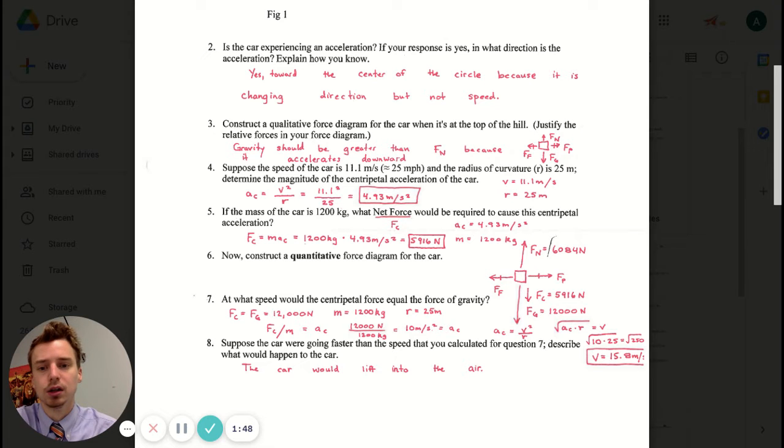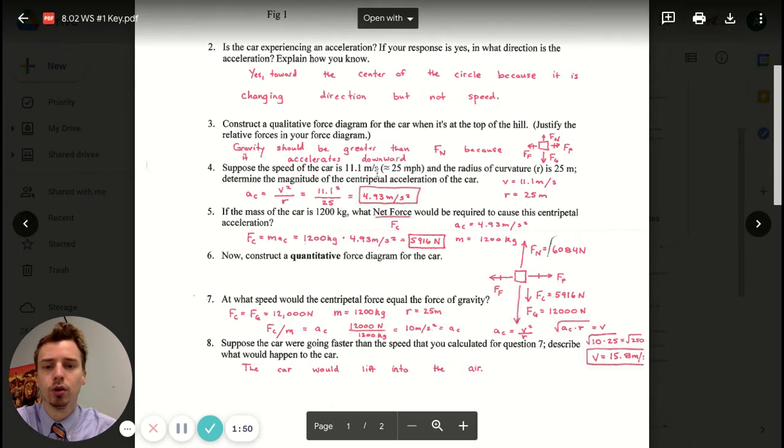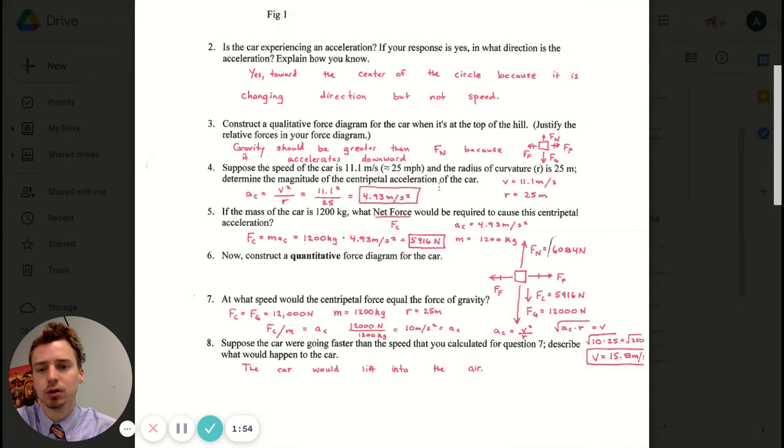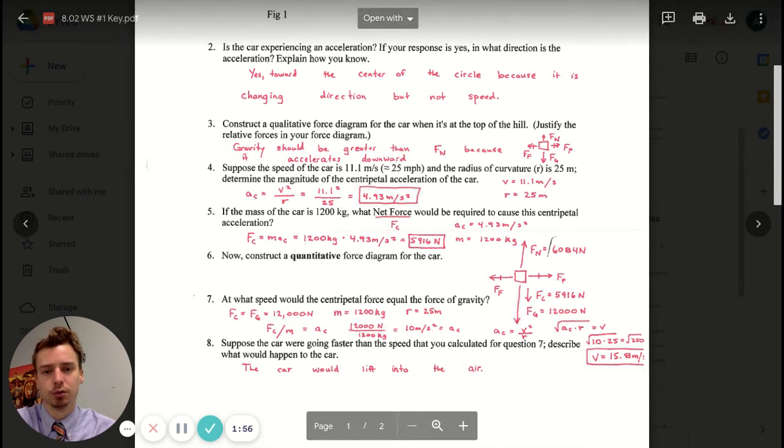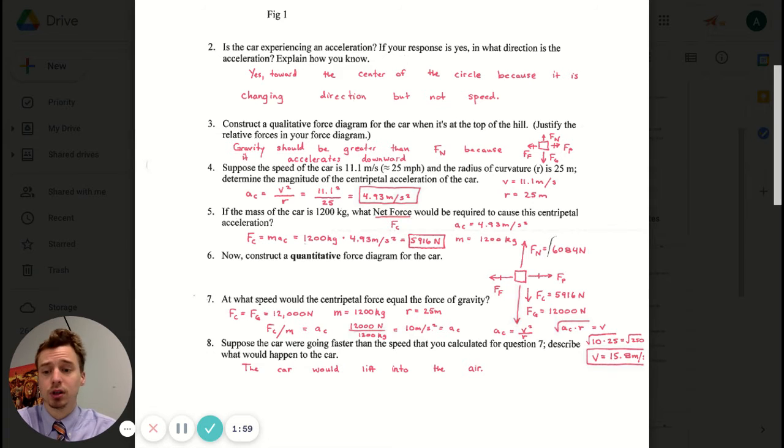Next says, suppose the speed of the car is 11.1 meters per second and the radius of curvature is 25 meters. Determine the magnitude of the centripetal acceleration. In this case, we need to use our centripetal acceleration formula, 11.1 squared, because it's velocity squared, divided by radius. So 11.1 squared divided by our radius, which is 25, and that should give you 4.93 meters per second squared. So there's your centripetal acceleration.